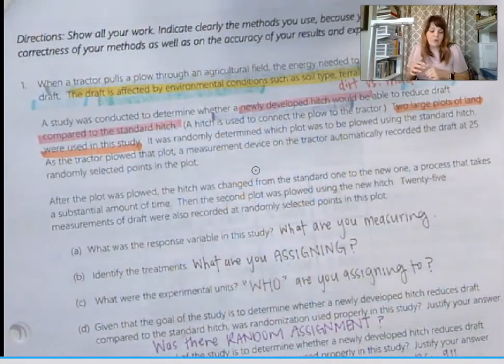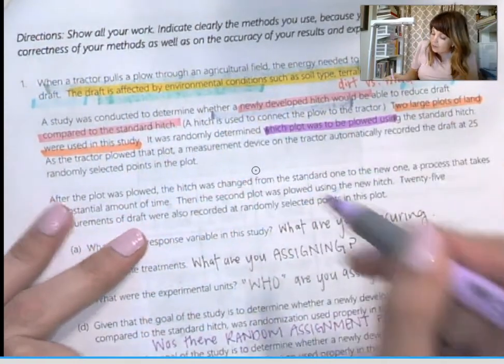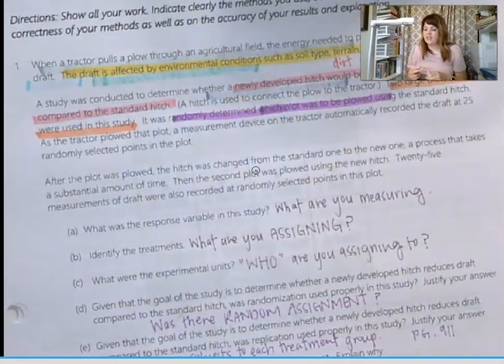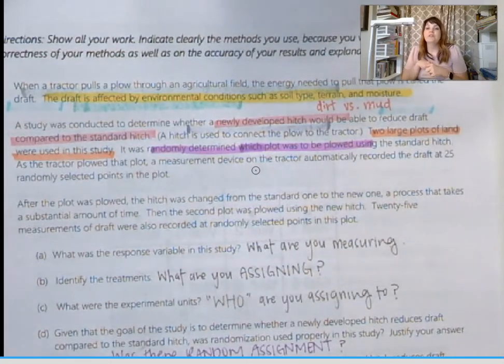They are going to randomly determine which plot is plowed with the standard hitch and which one is plowed with the new one. So I've highlighted some information here that I think is going to be very helpful in answering the questions. They have a new hitch. They have 2 plots of land. They're going to plow one plot with the new hitch, and then they're going to plow another plot with the standard hitch. They're going to use the same tractor to pull the plow.